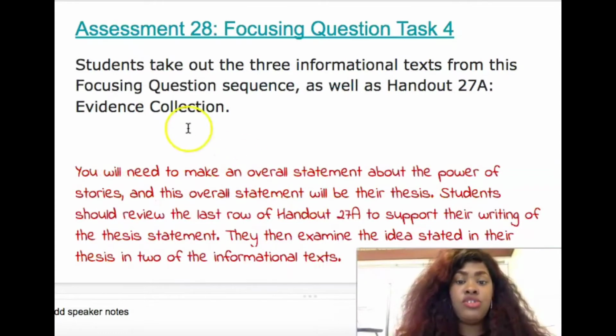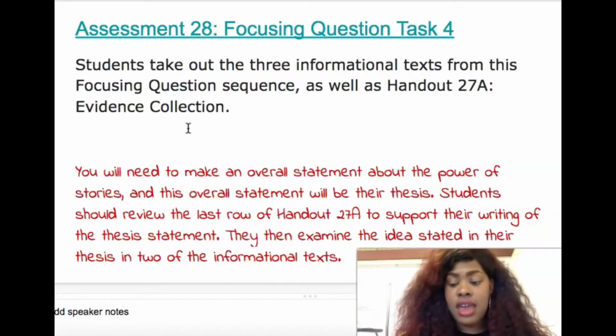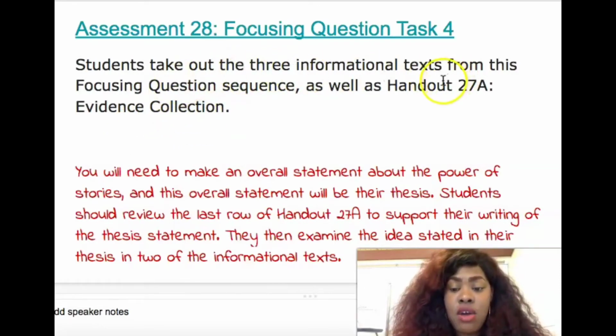So the first thing that we're going to do, guys, is I am going to look at the focusing question task with you. And I want you to have all 3 of your informational texts out so you can pull them up on different slides. I'm going to have those informational texts inside of the Schoology link. The texts that I'm talking about are Your Brain on Fiction, The Man Made of Words, all of the informational texts that we've been reading over the last few lessons.